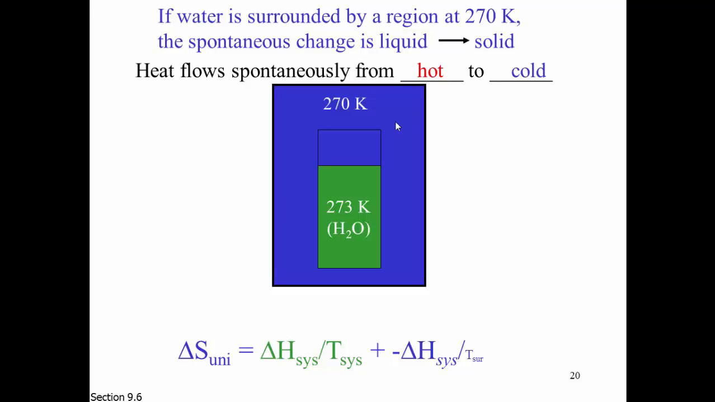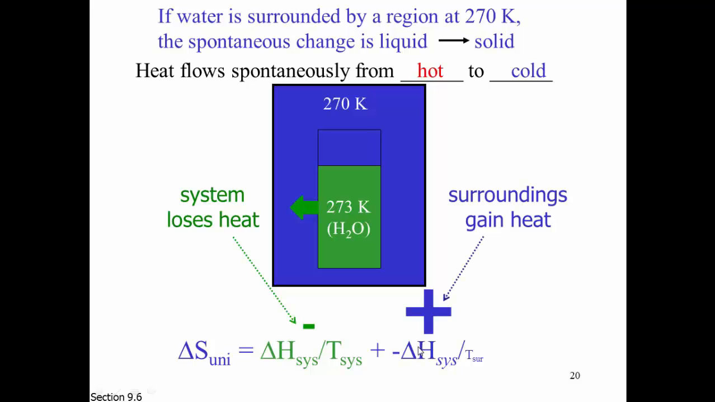Heat flows spontaneously from hot to cold. We are going to drain the heat away from the water at 273 Kelvin. From the system's perspective, the system has lost heat. From the surroundings' perspective, it has gained heat. It is a negative, negative, so the surroundings have gained heat.